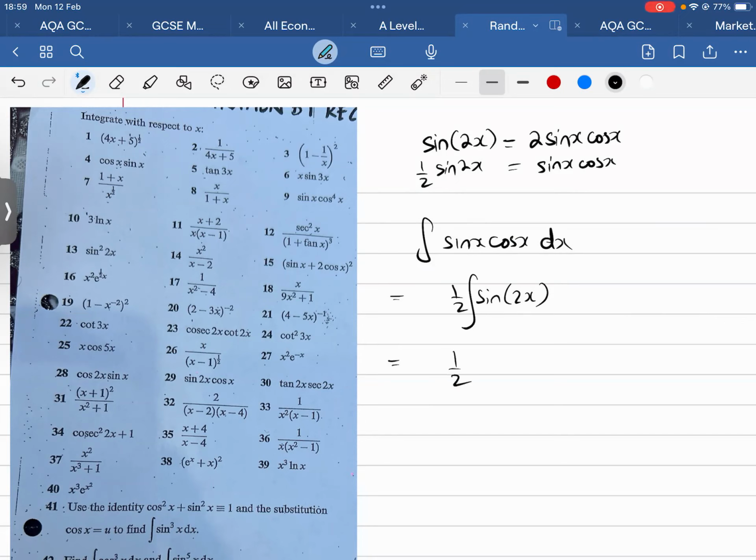Sine turns into minus cos, okay? Minus 2 cos 2x. Minus a half cos 2x. Just remember it's divide in integration, plus c. So that also works. So minus a quarter cos 2x plus c.